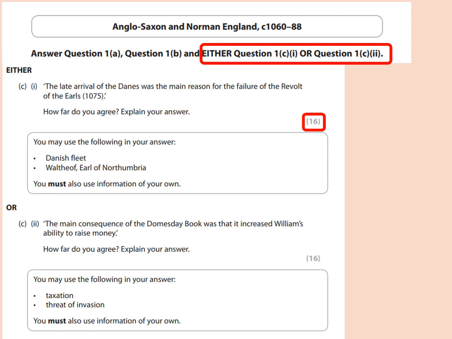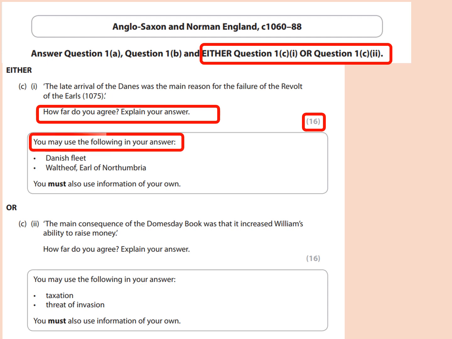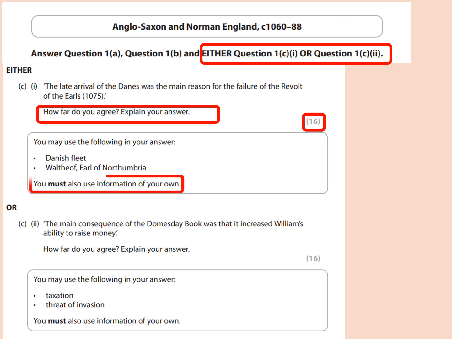Both questions are 16-mark questions and both pose this: how far do you agree with the stated opinion? You've got to explain your answer. To give you a little bit of help though, both questions say that you may use the following in your answer and give a couple of stimulus points. However, you don't have to use those points, though it's often a good idea to do so because you know that they'll definitely be relevant. But it also says you must use information of your own. If you don't, you cannot get full marks.